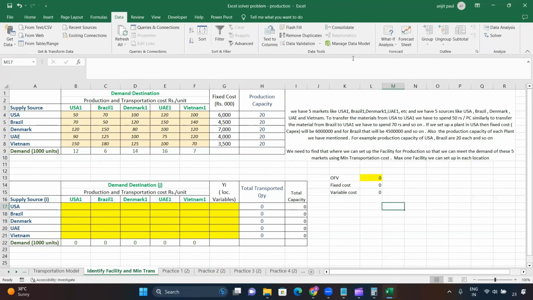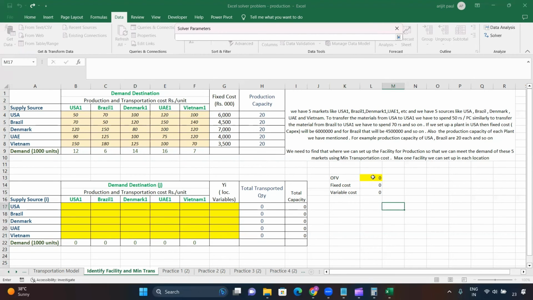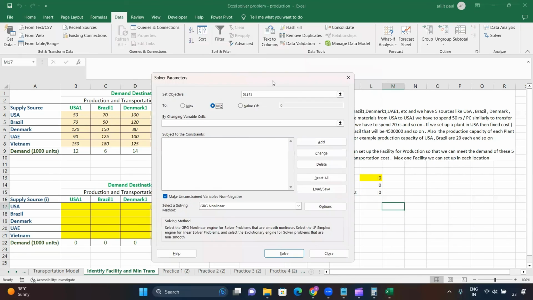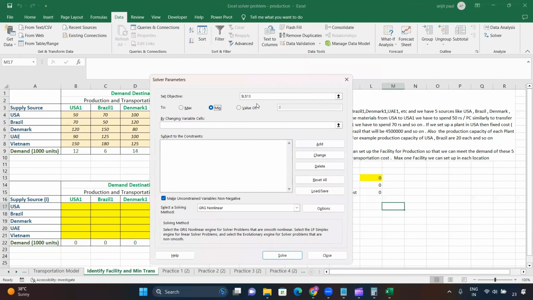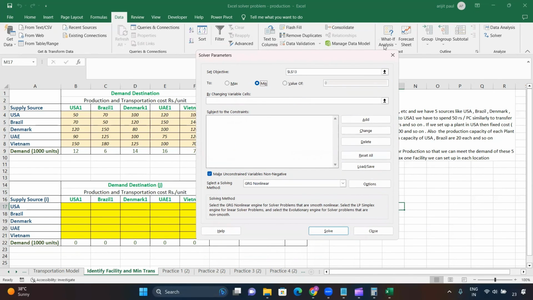Now let's go to the data. Go to Solver. Reset all. Where is our objective function? This is the objective function. So that will be min or max. That will be min only because we are going to find the minimum cost to set up the plant and to fulfill the demand of these 5 markets. So we need to find out the minimum cost.